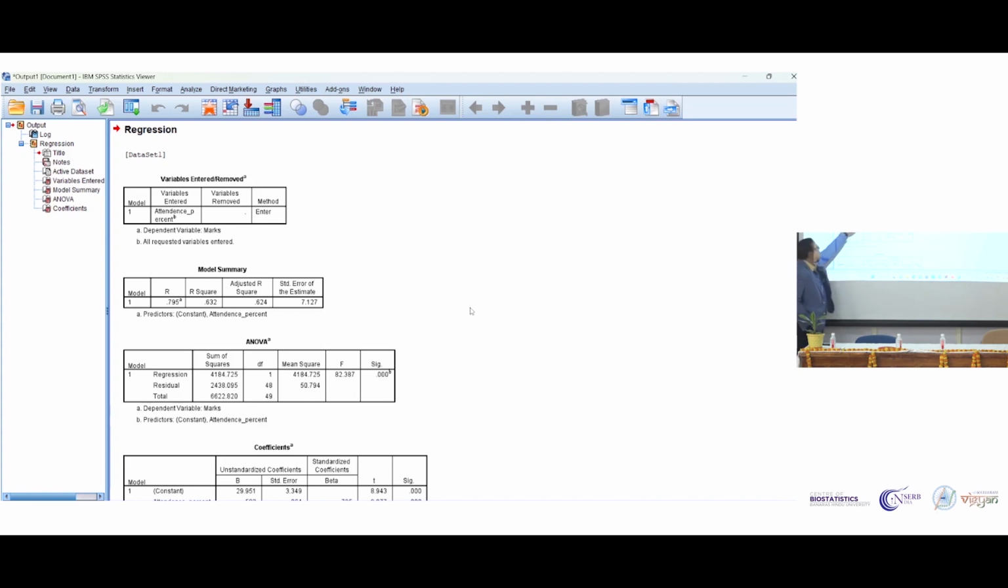So now see R square, how much is it? 63%. And what was it by Excel? Same. Okay, and what is it saying? It is saying that 63% of the variation in the marks of students is due to what? Attendance.